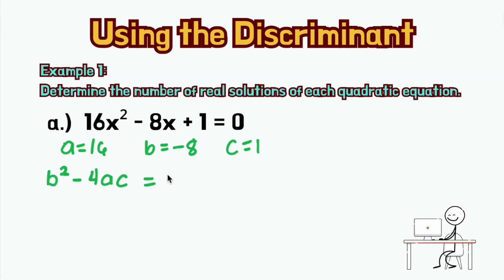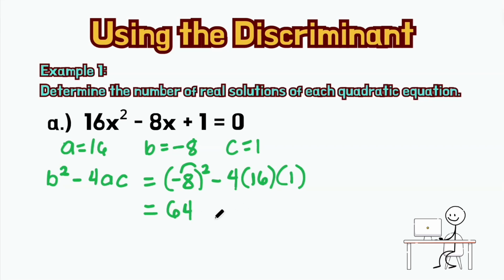So we have b squared, where b is negative 8, quantity squared, minus 4 times a, which is 16, times c, which is positive 1. Okay? So, let's simplify. Negative 8 squared is positive 64. Negative 4 times 16 times 1 is negative 64 as well. Okay? So we have minus 64 there.